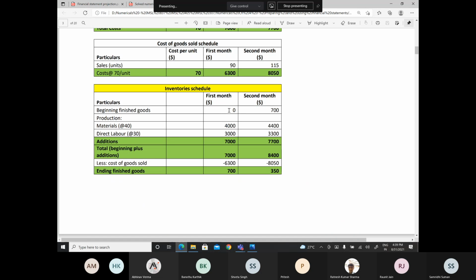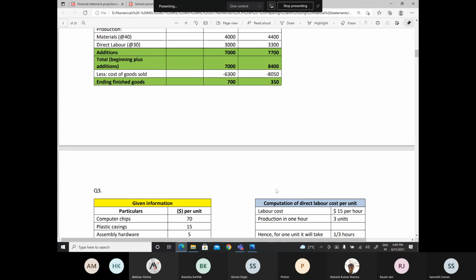Then the inventory schedule. In the first month we did not have any opening inventory. We made 7,000 worth of inventory, less how much did we sell, 6,300. So we have a closing inventory of 700 at the end of the first month. This became the opening inventory for the beginning of the second month. To this we added 7,700 worth of production. So we had a total inventory of 8,400 minus the cost of goods sold, which is 8,050. So we have a closing inventory level of 350.